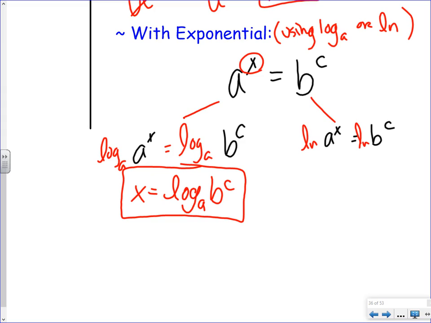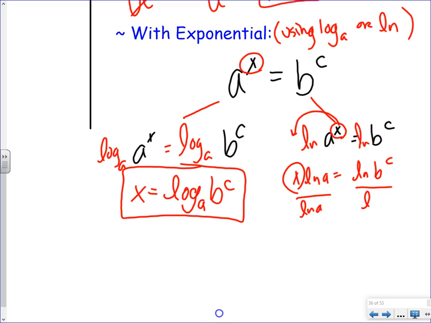But how does it work if it's not log base a? Log base a of a just cancels out, no big deal. How does it work if it's an ln now? You're gonna put an e? Don't have to put an e. I can use the power property to say, oh hey, it's x ln of a equals ln of b to the c. And then how would I solve for x? Divide.